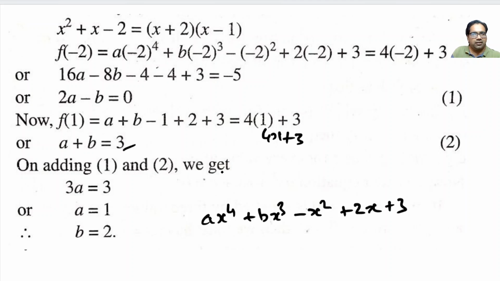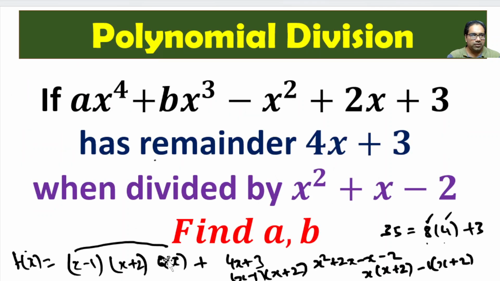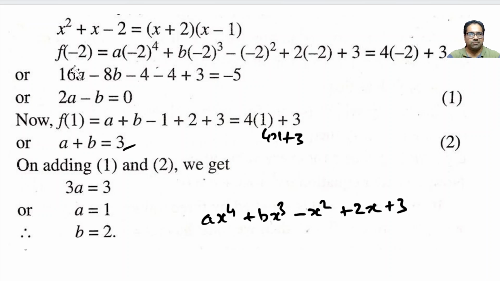Similarly, if you put x equals minus 2 in this equation, f of minus 2 becomes a into minus 2 power 4 plus b into minus 2 whole cube minus minus 2 whole square plus 2 into minus 2 plus 3. This should be equal to 4x plus 3, because this entire part will become 0. If you put minus 2 here, this part will become 0. We will be left with only this part, that is 4 into minus 2 plus 3.